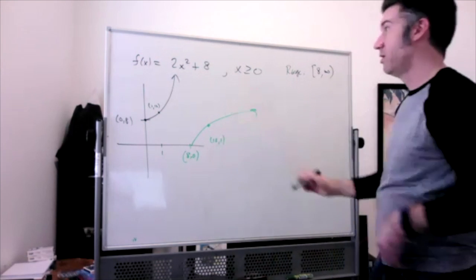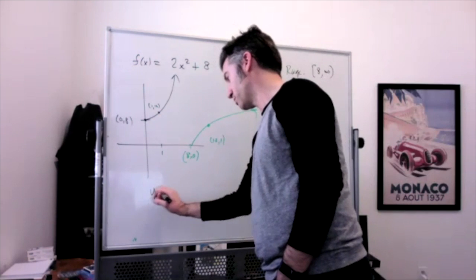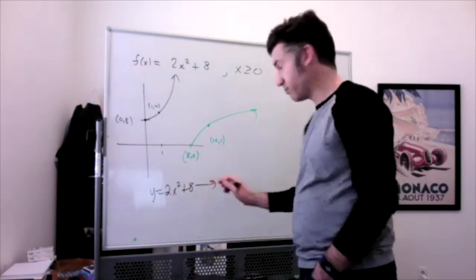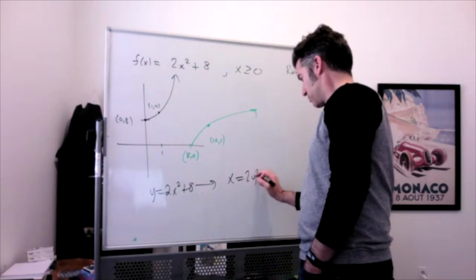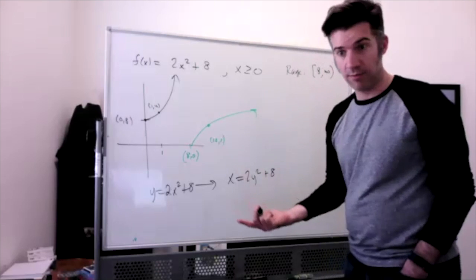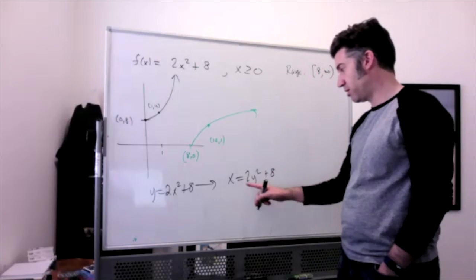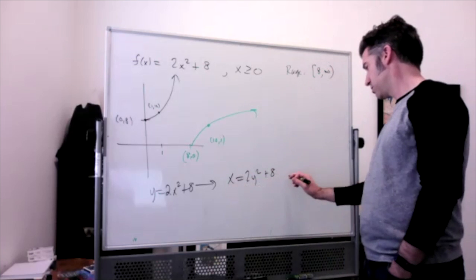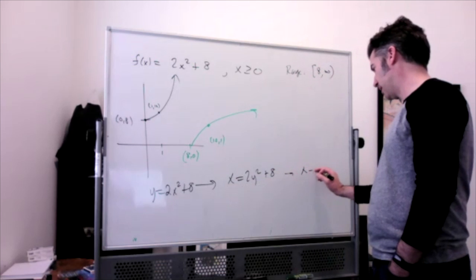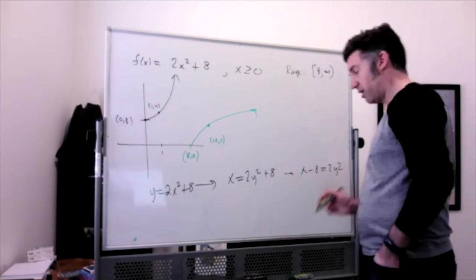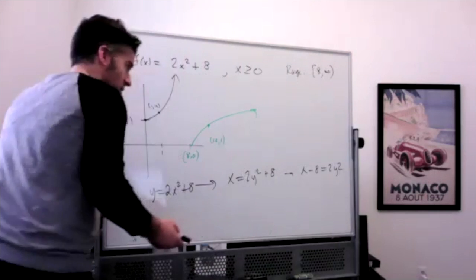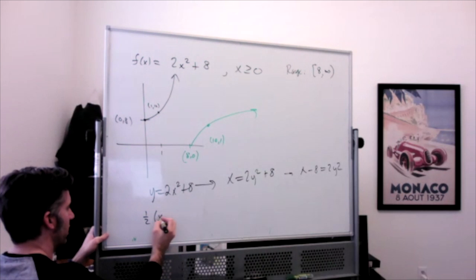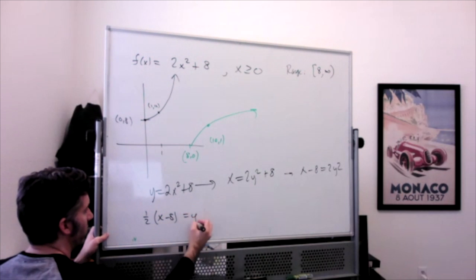Okay, well, if I find the inverse function, I'm starting with y equal to 2x squared plus 8. I'm switching x and y. Solving for y, first I am subtracting 8. So x minus 8 equals 2y squared. And then dividing both sides by 2, or multiply both sides by 1/2. So that 1/2 times x minus 8 is equal to y squared.